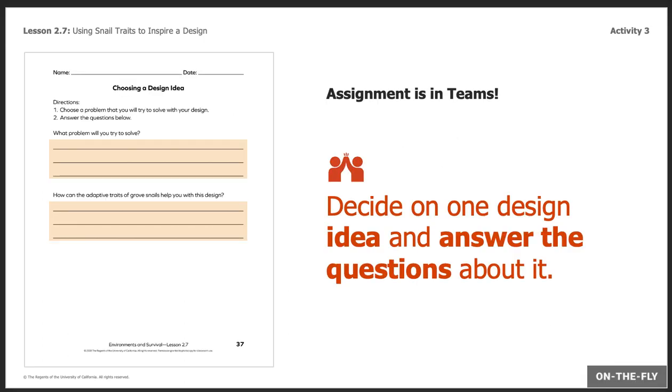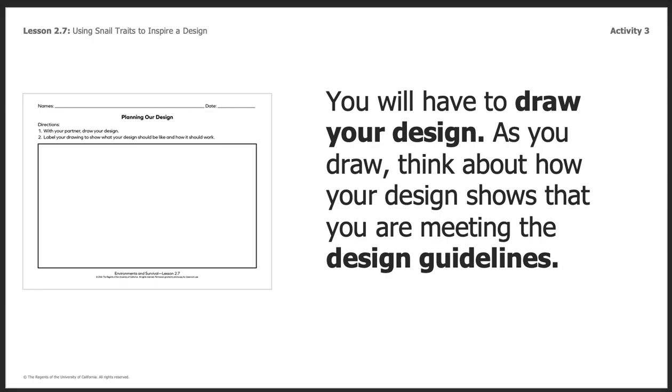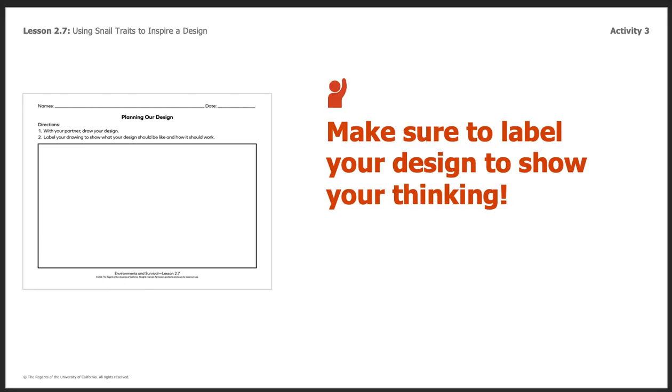Now, your assignment is in teams. You're going to decide on one design idea and answer questions about it. Question number 1, what problem will you try to solve? And question number 2, how can the adaptive trait of grove snails help you with this design? You will have to draw your design. As you draw, think about how your design shows that you are meeting the design guidelines. You're just going to do this on a different sheet of paper when you upload it. Make sure that when you are drawing, you label your design to show your thinking.